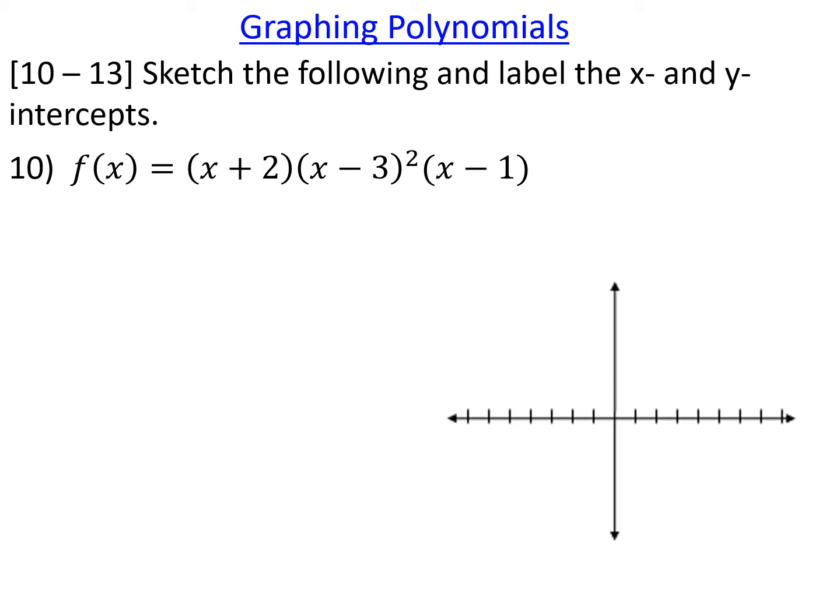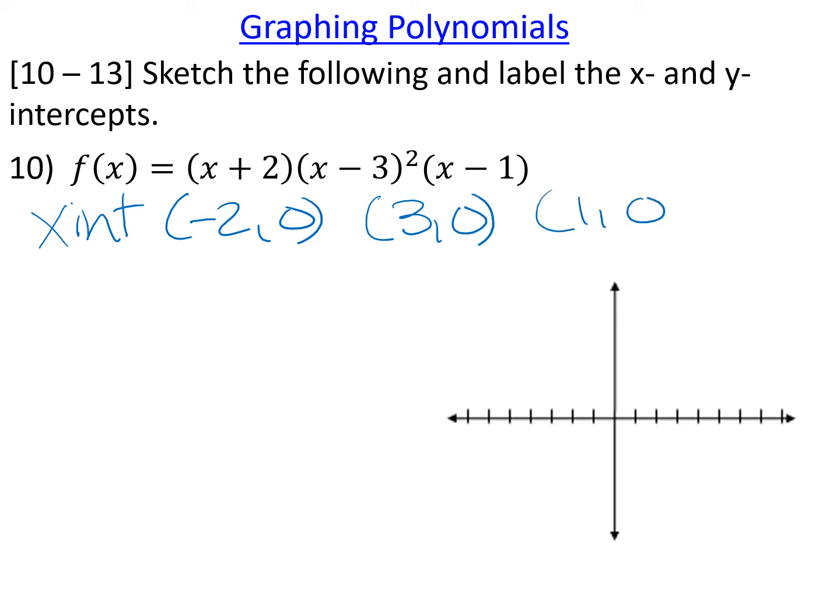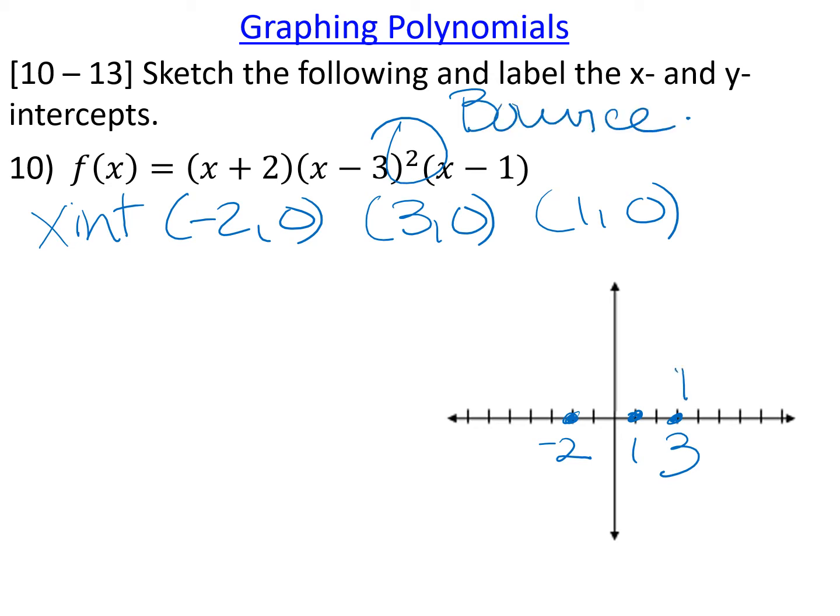Okay, I have a couple of x-intercepts here. This first x-intercept is (-2, 0). The next one is (3, 0), and the last one is (1, 0). (-2, 0), (3, 0), (1, 0). Okay, the 3 will have a bounce though because of the square, and the others are going to go through.